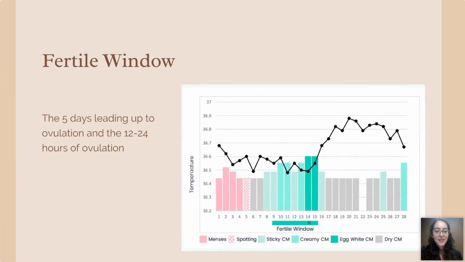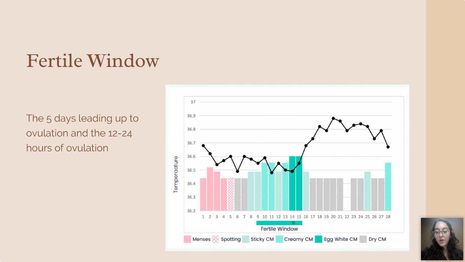So your fertile window, I know I alluded to this already, is truly the 5 days leading up to ovulation and then the 12 to 24 hours of ovulation. As women, our fertile time with the egg is really just 12 to 24 hours. But because sperm can live in the reproductive tract for up to 5 days, we need to include those 5 days prior to ovulation as well, especially if there's an abundance of cervical mucus there, because that cervical mucus is there to be a friendly environment for the sperm.